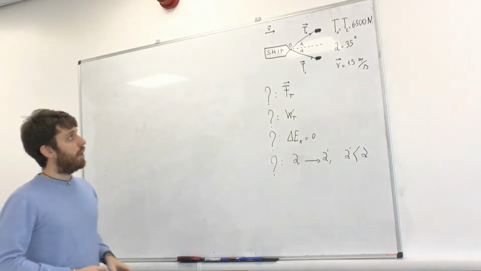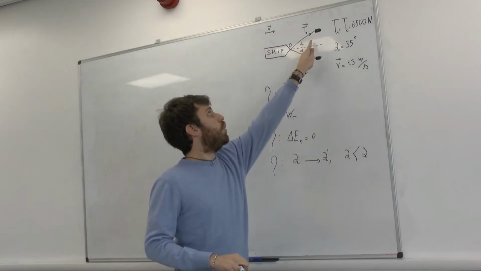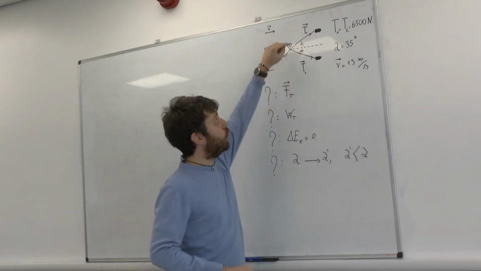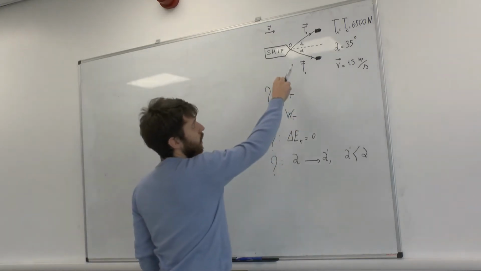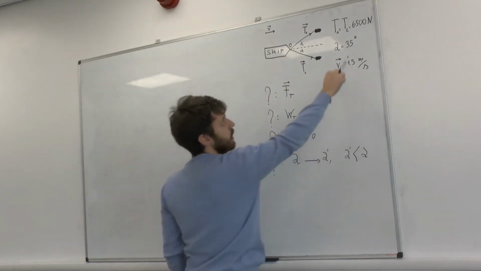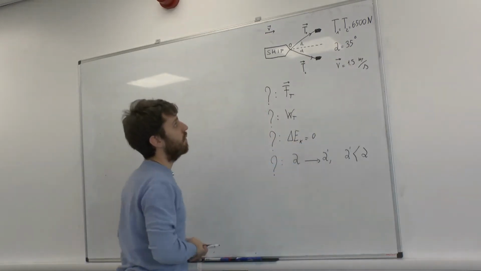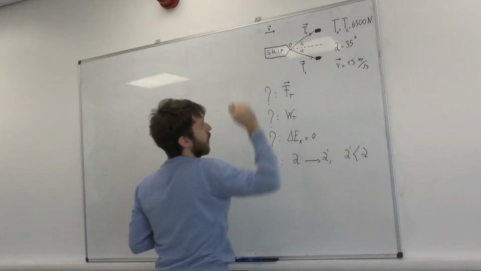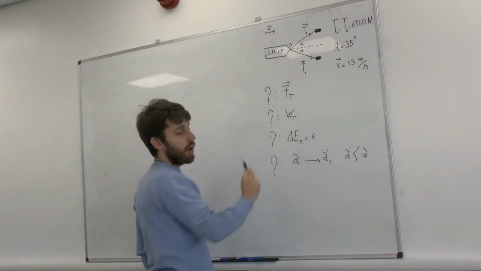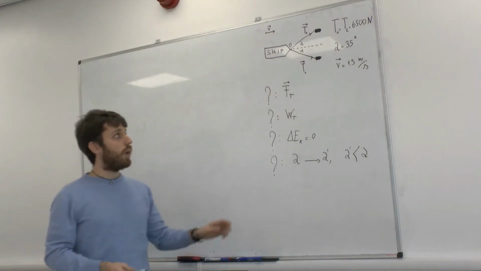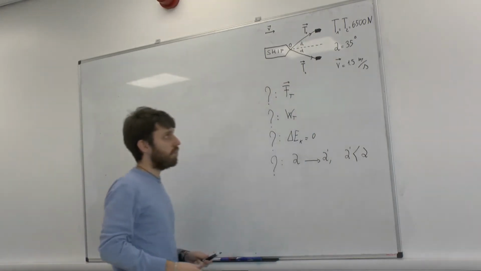This is the problem. There is a ship being pulled along by two cables attached to two tugs. We know that the tension in each cable is 6,500 newtons, and that the alpha angles are both 35 degrees. And we also know that the ship is traveling at a constant speed of 1.5 meters per second from the left to the right.